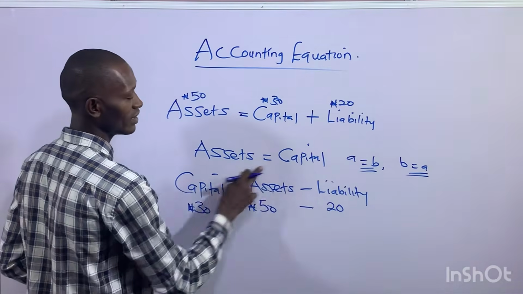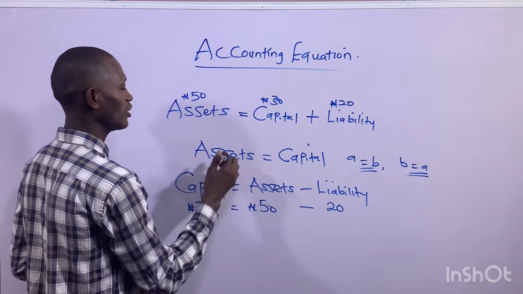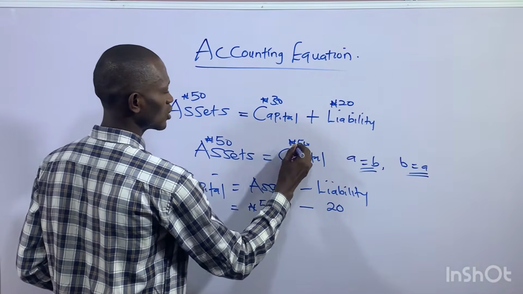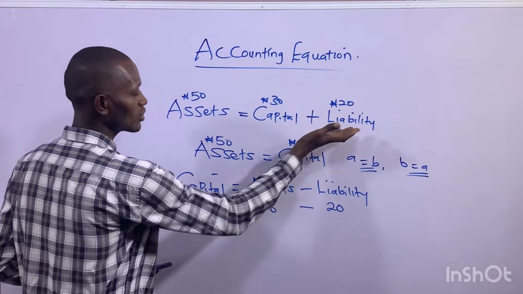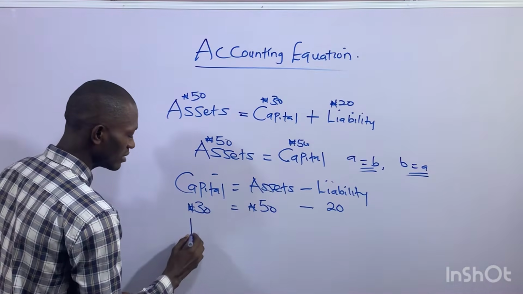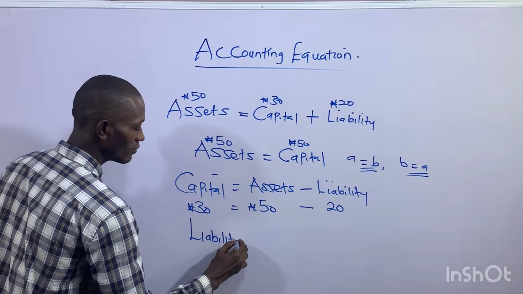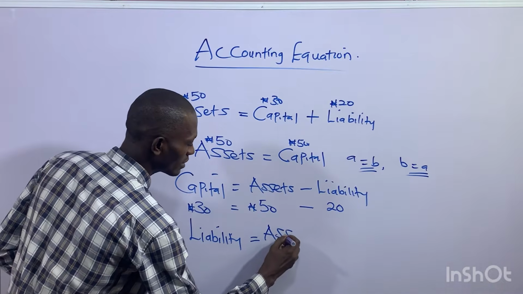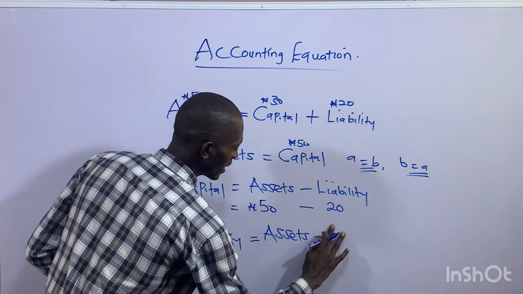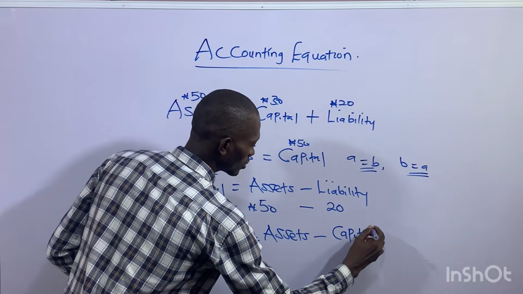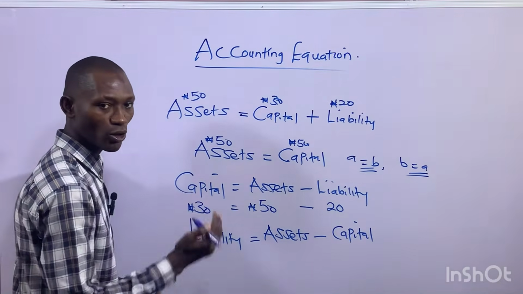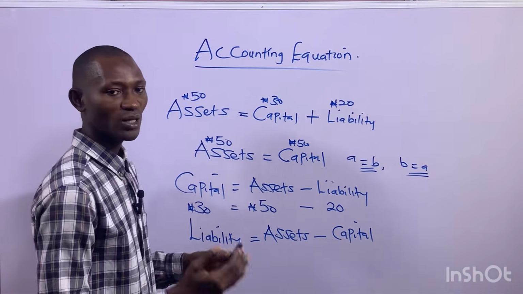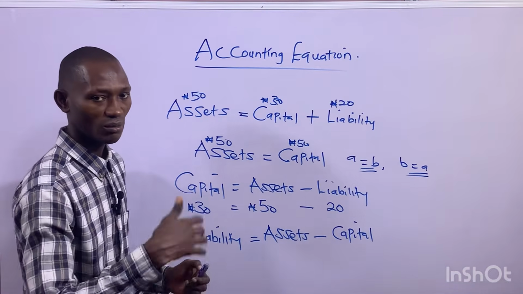But in this example here, you will have assets to be, let's say, 50. Then capital is also 50. This is what you have. So also if you want to determine liability, liability, don't forget, is just a component of assets, which we have talked about earlier. So it will be assets minus capital. So you want to determine the portion of the asset of the business, of the resources of the business that is owned by the outsiders, which are basically creditors, the debenture holders, and all that.